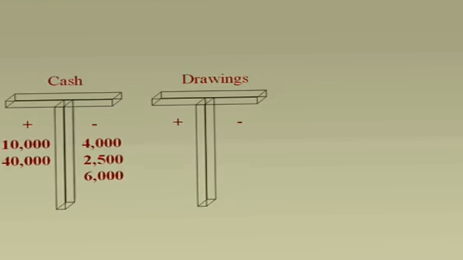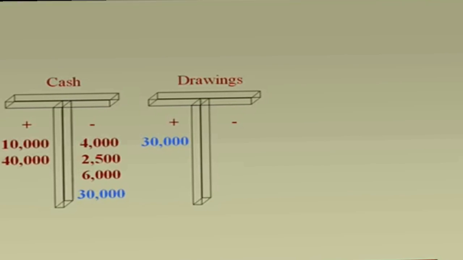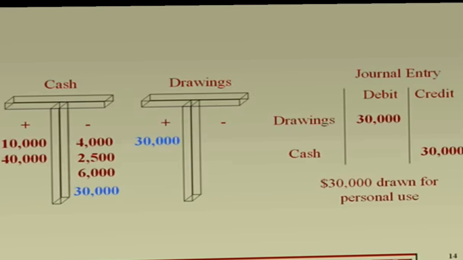If you look at cash, I brought the transactions from previously, it's brought forward. Now cash goes down 30,000 and drawings, I told you, is plus minus. Drawings increase 30,000. So cash minus 30, drawings plus 30. And what's the journal entry? Looks like this. Have you got it? If so, let's go to the next one.